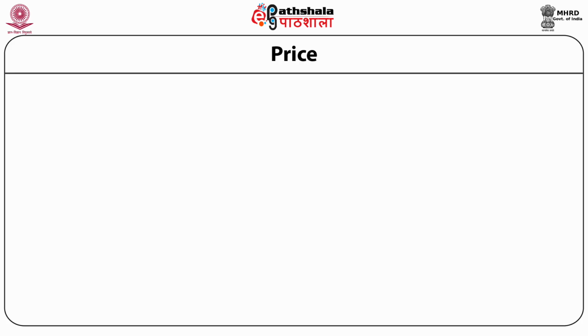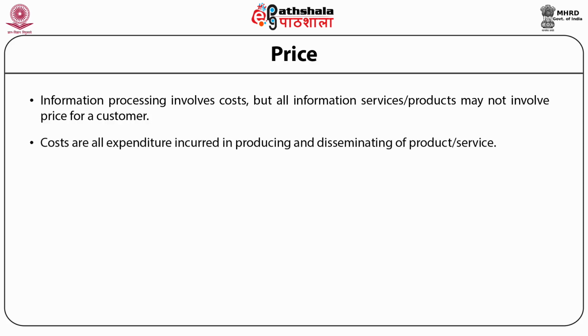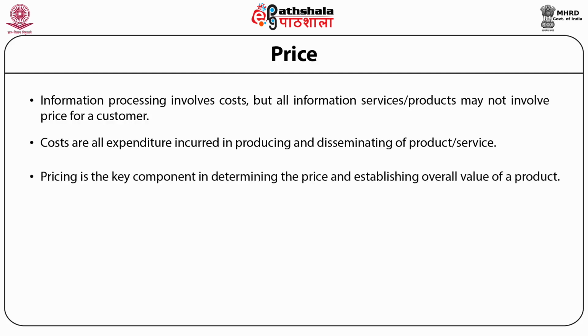Price is yet another important element here. Information processing involves costs, but all information services and or products may not involve price for a customer. Costs are all expenditure incurred in producing and disseminating the product or service. Pricing is the key component in determining the price and establishing overall value of a product. Price is the only indicator that generates revenue for the organization.